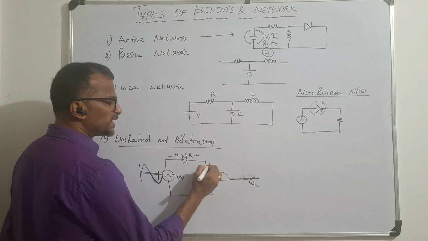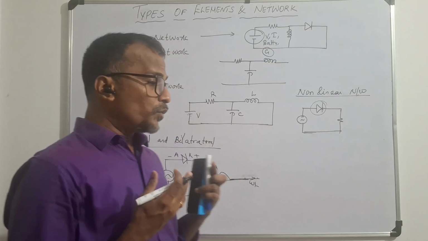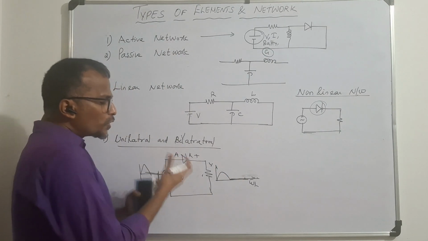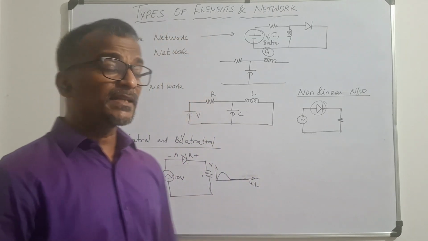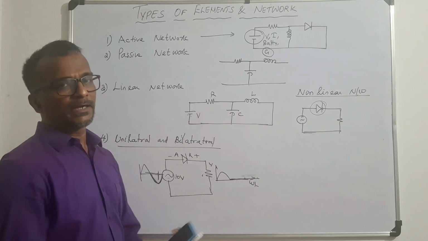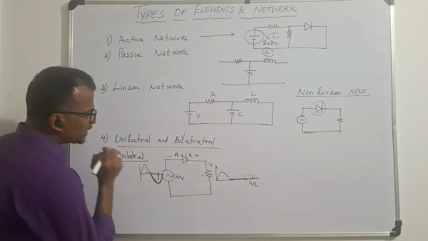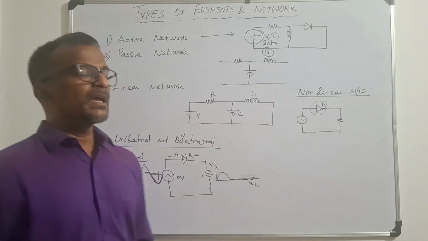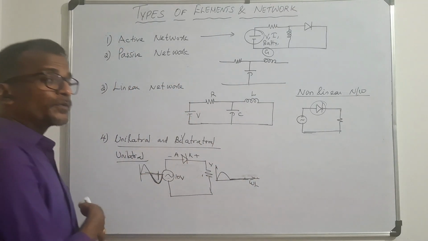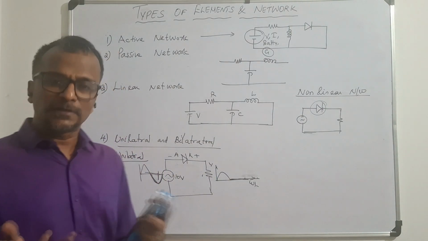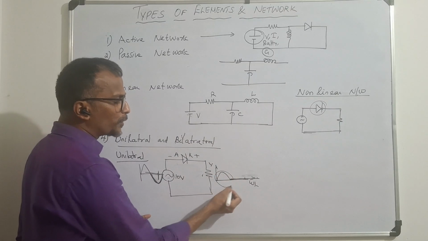Then in the next cycle the output voltage will again be positive. So if the current direction or the voltage polarity is changed, the behavior of the circuit will entirely change. That is called a unilateral network. That means it will not be symmetrical. When current flows in this direction, the output will be one thing; when current flows in the opposite direction, the output will be different.